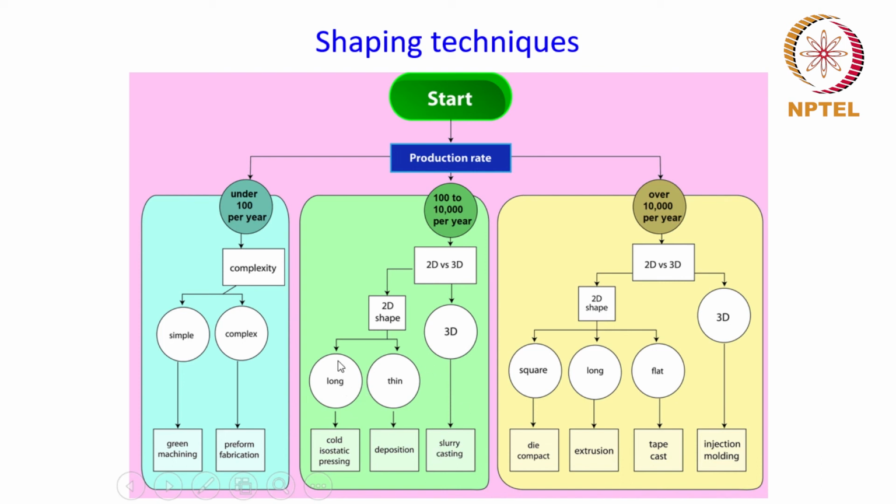For example, for a long product, the cold isostatic pressing technique can be selected to shape the powder. And for high rate production, again depending on the complexity of the shape, a particular process such as die compaction, extrusion, tape casting or injection molding can be chosen.